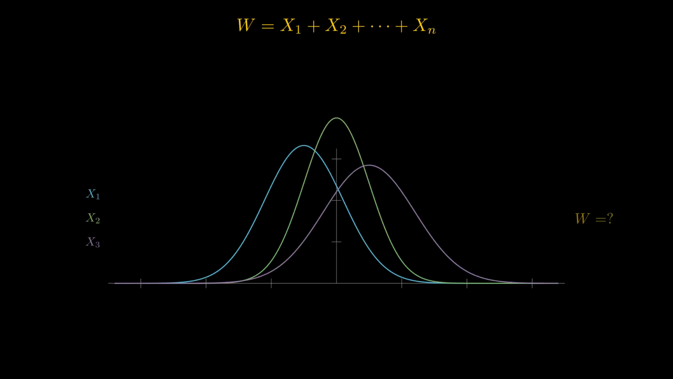Here are three example Gaussians, x1 in blue, x2 in green, x3 in purple. It turns out w is also normally distributed, with mean equal to the sum of all the individual means and variance equal to the sum of all the individual variances. We will prove this in one clean argument using moment-generating functions.